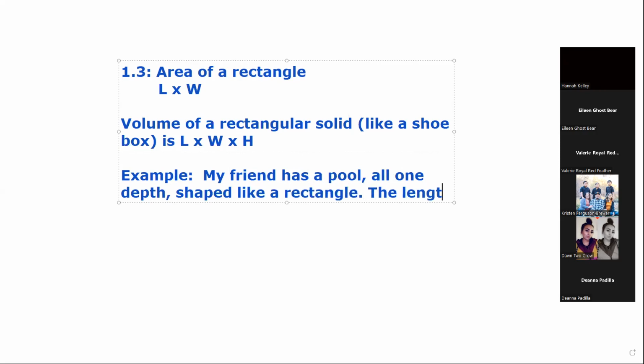The length is... I also haven't been doing much story problems, so it freaks people out in the beginning. So I just stay away from them the first couple days. Let me think. I'm thinking of my friend's actual pool. I bet it's not this long, but it feels like 20 yards. The length is 20 yards. The width is, well, let's make it easy, 10 yards.